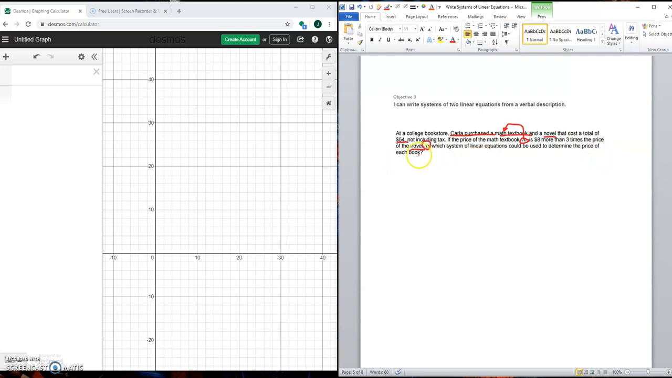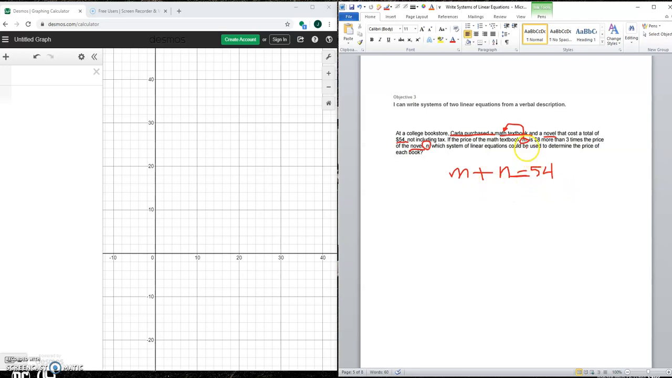Okay, well, first of all, when you have systems of linear equations, you either have 2 or 3 or actually more. For the purposes of our discussion, we are using 2. So whenever you have something like this where it says that the total is 54 between the math and the novel, you are just going to simply write math plus novel is 54. So your first equation would simply look like this, okay? So m plus n equals 54.